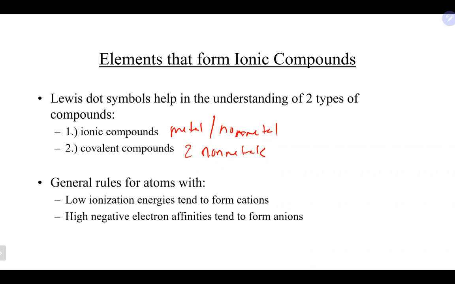Metals typically have low ionization energy, so it makes it easier for them to lose electrons or have electrons removed from them. Also, high electron affinity. Electron affinity is the energy change that occurs when an element gains an electron. And if you just think about affinity, if you have an affinity for something, you usually like it. So there's things that like to gain electrons.